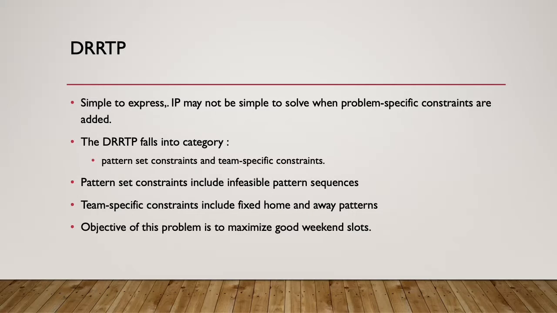Like fixed game and opponent ordering constraints. These types of constraints are typical of the particular sports scheduling problem in the literature. That means the number of fixed home and fixed away matches pattern, like consecutive this many games should be at home, or consecutive this many games should be away. So this will come under team specific constraints.